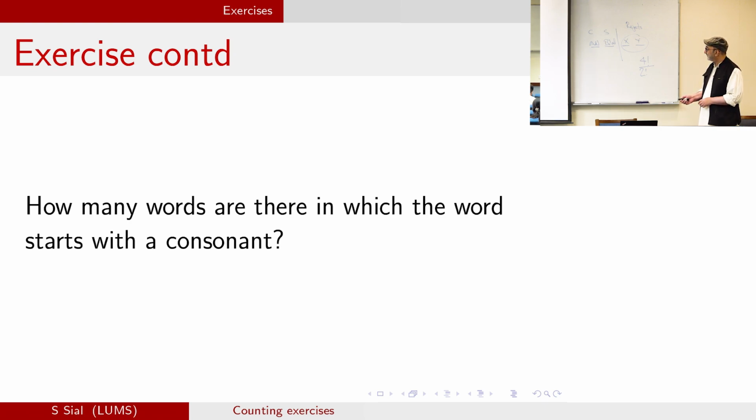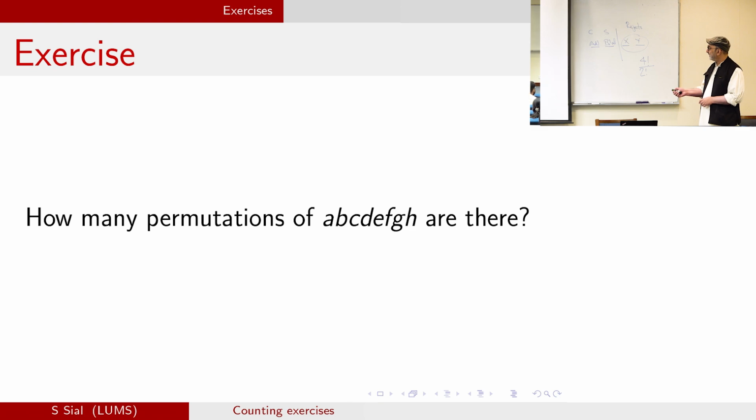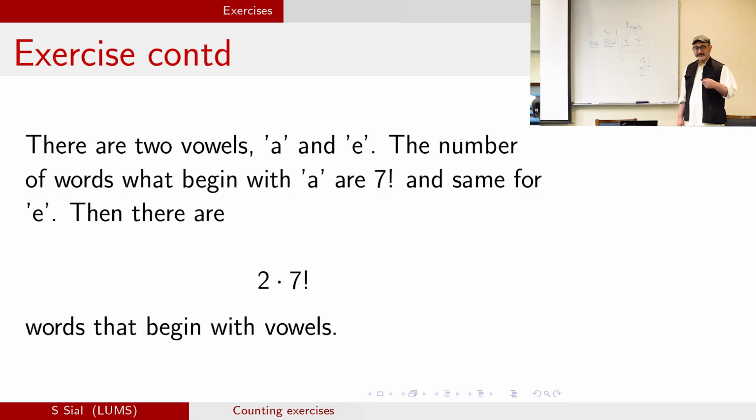How many words are there in which the word starts with a consonant? Okay, let's go back here. Okay. There are 1, 2, 3, 4, 5, 6 consonants in that. Let's count the number of, because there's fewer vowels to do. So we can count the number of vowels and then subtract, right? We can count the number that start with a vowel and then subtract. Okay? So there's 2 vowels, A and E. The number would start with A. So you've used the A. There are 7 slots left over, 7 factorial ways of arranging in those 7 slots.